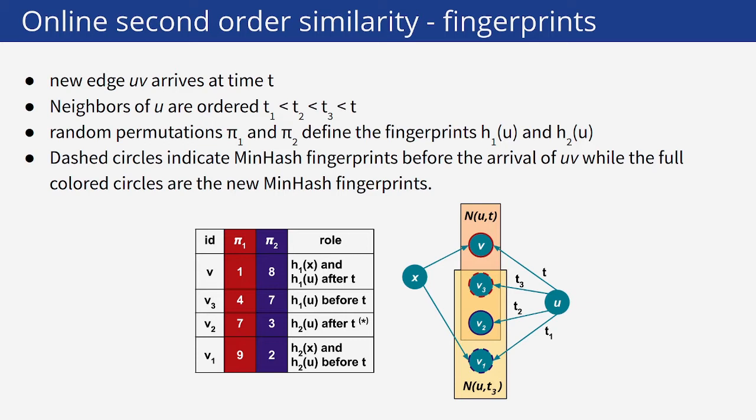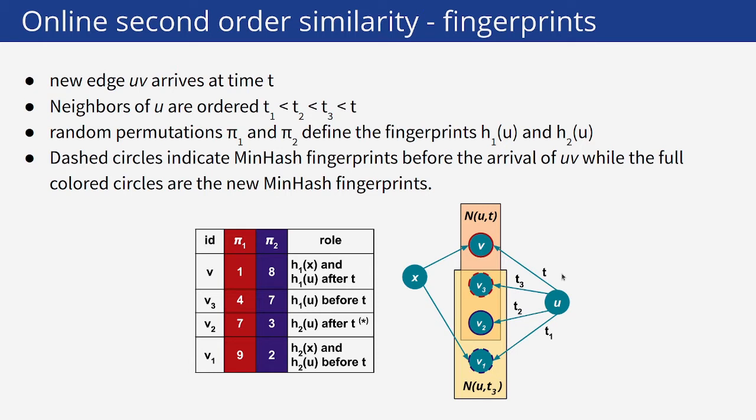Now we will discuss the temporal fingerprint update on a small example. First, observe the temporal neighborhood changes for node U before and after the new edge arrival, which is the UV edge. Here we have the two temporal neighborhoods. The yellow is the old neighborhood before the arrival of edge UV, and the orange is the updated neighborhood after this edge occurred.